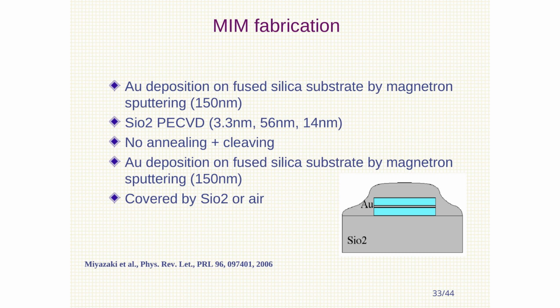MIM fabrication involves gold deposition on a fused silica substrate using magnetron sputtering at 150 nanometers. This is followed by silicon dioxide PECVD layers of 3.3 nanometers, 56 nanometers, and 14 nanometers with no annealing and cleaving. The structure is then covered by silicon dioxide or air, as detailed by Miyazaki et al. in Physical Review Letters 2006.